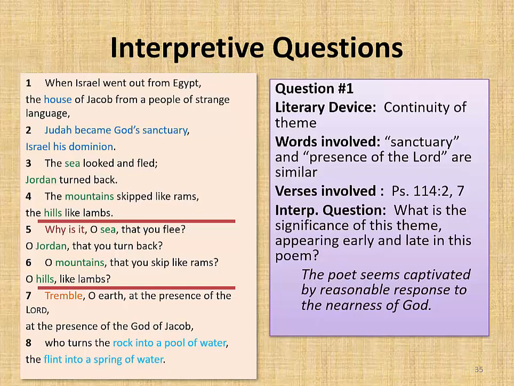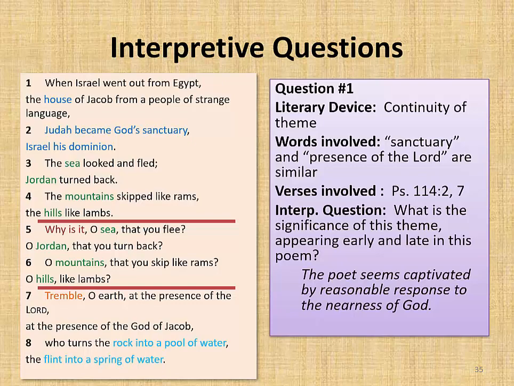Well, we have observed a continuity of theme, maybe synonyms or repetition of a concept. All right, what words does that consist of? Sanctuary, that's in verse 2, and presence of the Lord in verse 7. There's a similarity between those. Sanctuary is God's dwelling place, and then presence of the Lord puts you face to face with the divine being. So we've acknowledged the device, the actual words, and the verses where someone reading your work can find them.